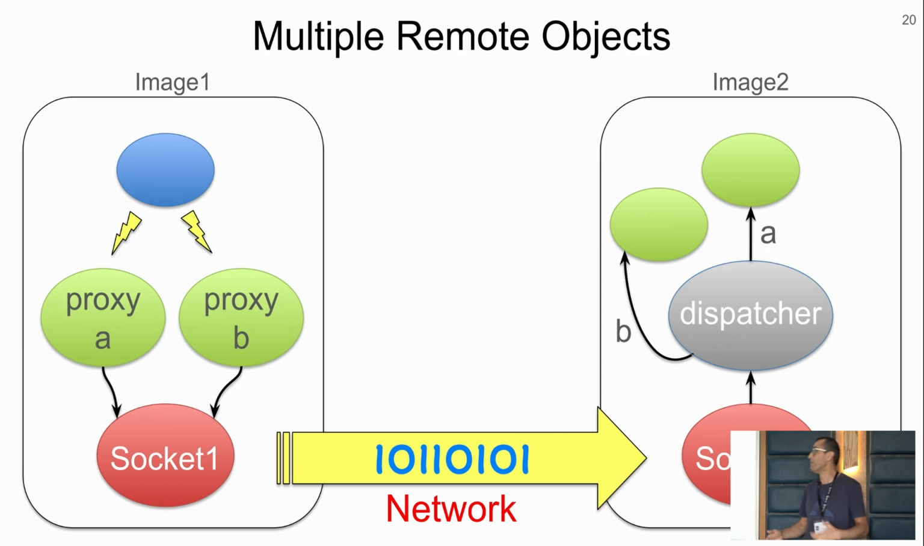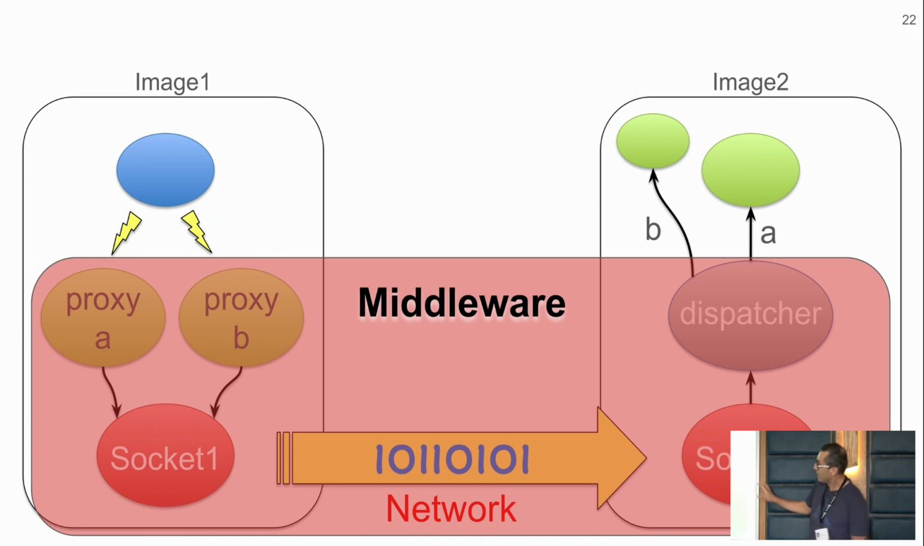And in case we have many potential remote objects, we use different proxies, and each one has an ID. We have here two objects A and B, and the proxies know about the ID and send it through the socket and deliver it to the other side. So this lower part with the proxies, dispatcher and socket, this is what makes the middleware. This is one kind of middleware.